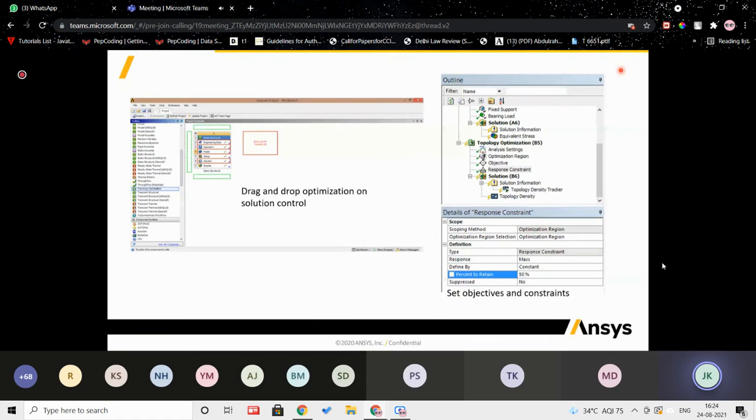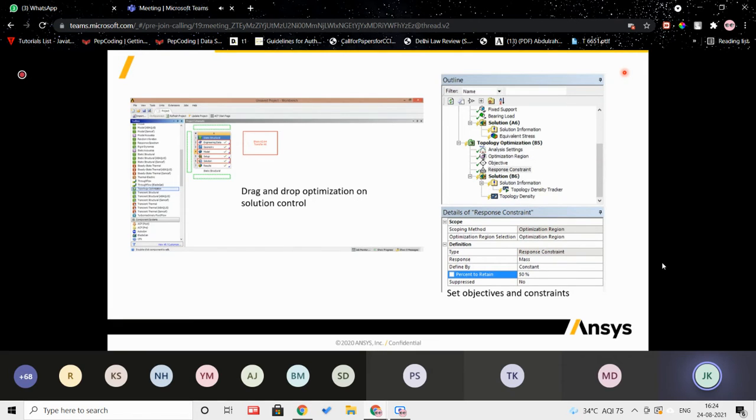Then you need to set objectives and constraints. What is the objective? Here the objective is I need to reduce the mass of the entire component by 50%. Okay, what is the constraint? I need to say that in the process of reducing this mass, I should not have stress more than, let's say, 150 megapascal or 200 megapascal. So you need to set the constraint, because it will keep on reducing the mass, and if your stresses go beyond your material strength, then there is no point in optimization, right?